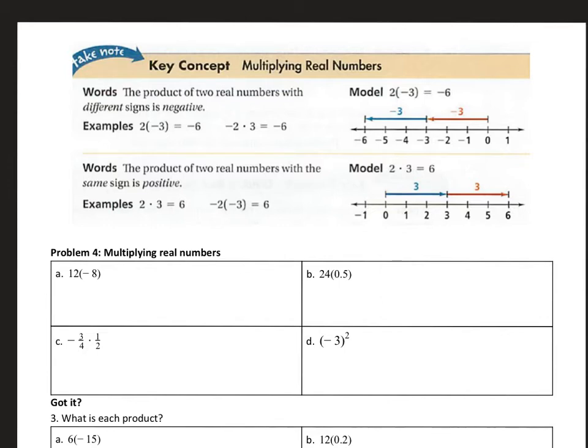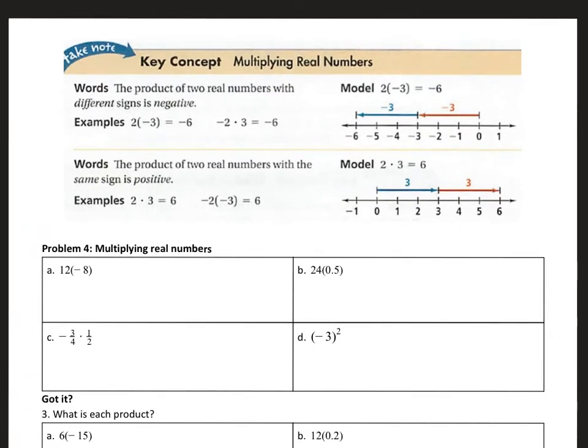So these are good tools to have so that you're not always relying on your calculator. Now, calculator is a good tool, but I still want you to be able to solve some problems on your own and be able to do at least a little bit of mental math.